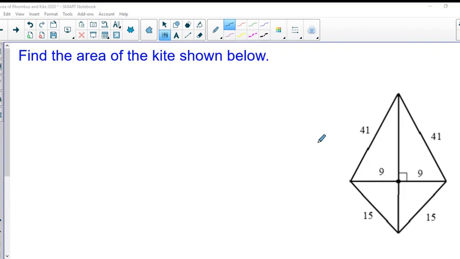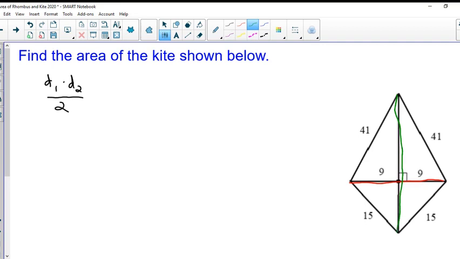Directions for this are basically to find the area. So remember our formula is diagonal 1 times diagonal 2, so we just need to figure out what those are. Diagonal 1 times diagonal 2, and then we have to divide by 2. Now, the nice thing is when you look at our problem, we already know this diagonal. We know that diagonal, this one right here, 9 and 9, so that diagonal is 18. Easy, piece of cake. Problem is, we do not know this diagonal.